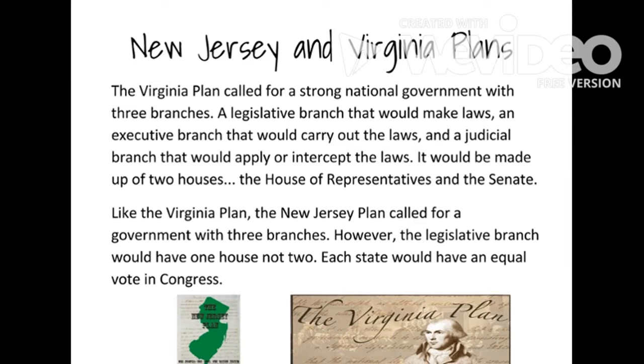Like the Virginia Plan, the New Jersey Plan called for a government with three branches. However, the legislative branch would have one house, not two. Each state would have an equal vote in Congress.